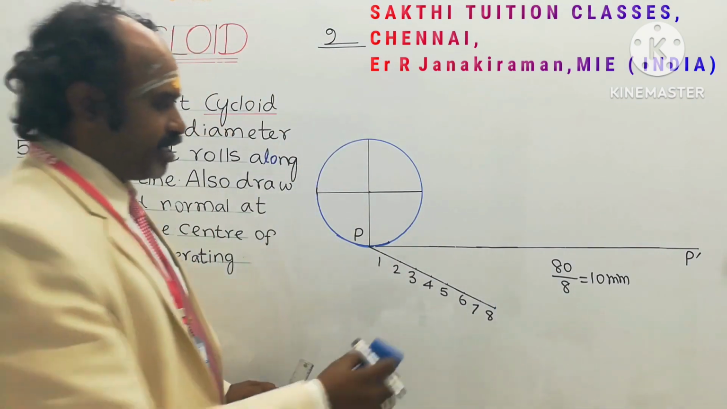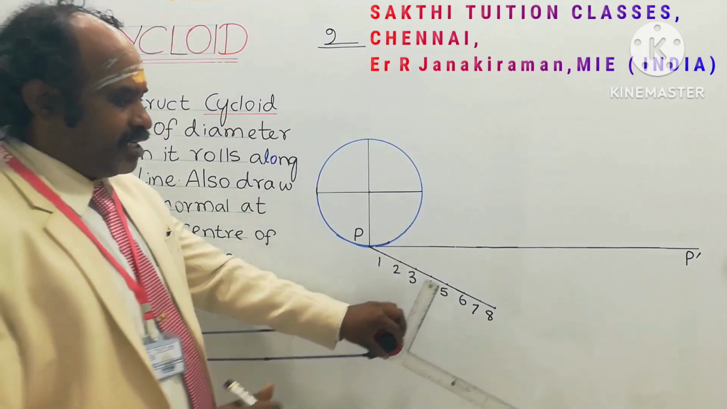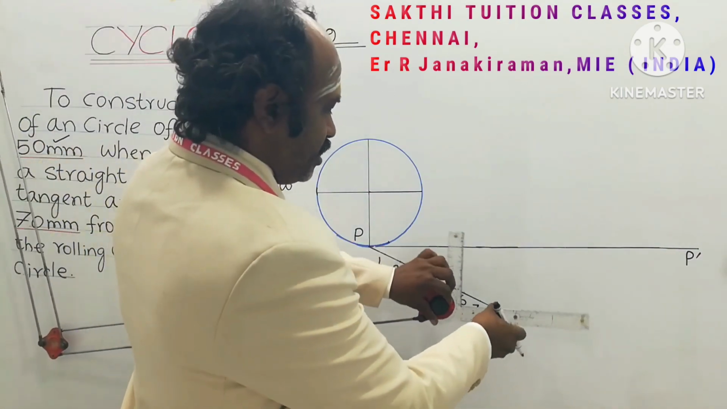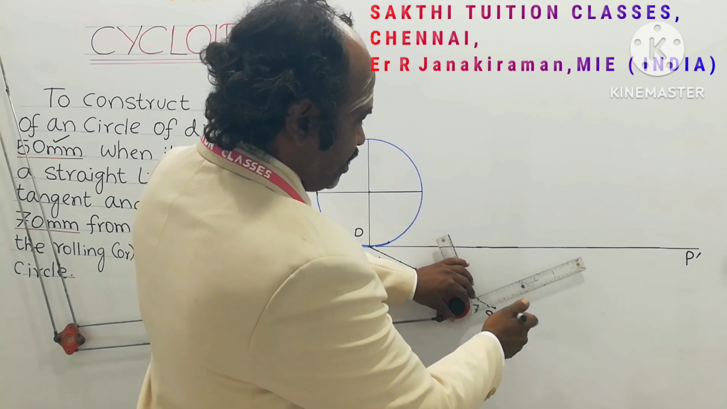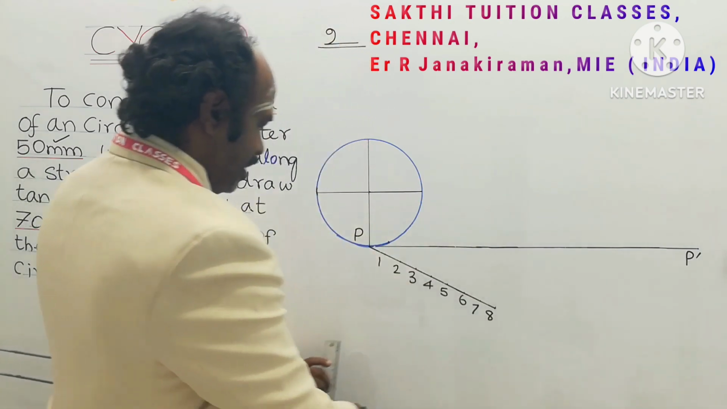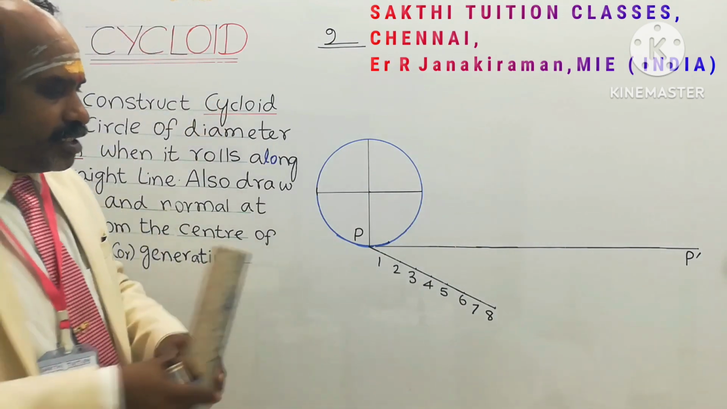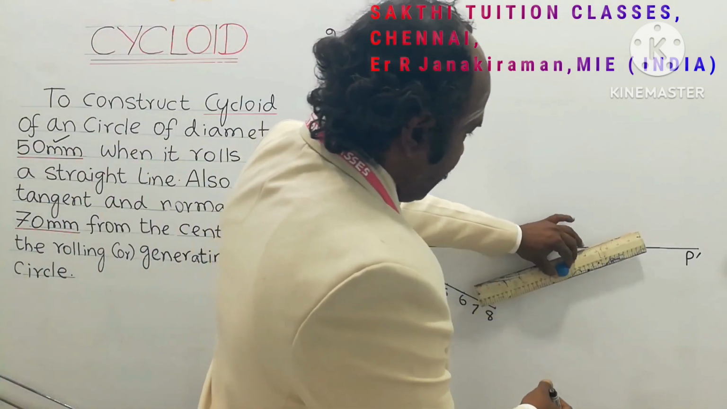Now you join the 8th point with P dash by tilting the drafter scale. Just by releasing the drafter scale, using the longer scale of a drafter, this 8 and P dash shall be joined. Here it does not have sufficient length, so here I am using a freehand scale. Understand? So join 8 and P dash.